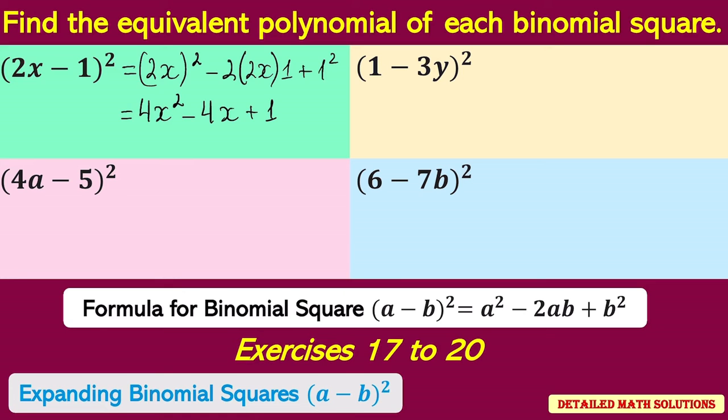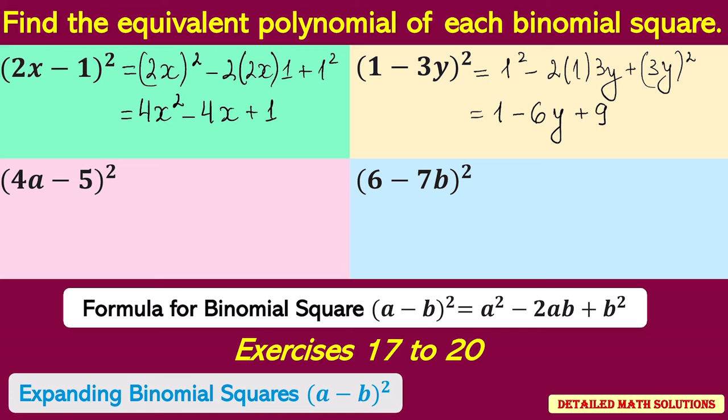(1 minus 3y) squared. In this binomial square, 1 corresponds to the a in the formula, 3y corresponds to the b in the formula. Therefore, when I apply the formula, this equals 1 squared minus 2 times 1 times 3y plus (3y) squared. And when I simplify further, I get 1 minus 6y plus 9y squared.